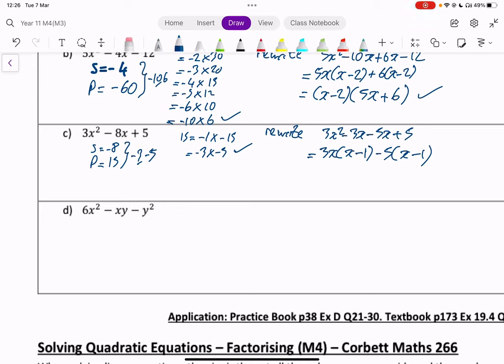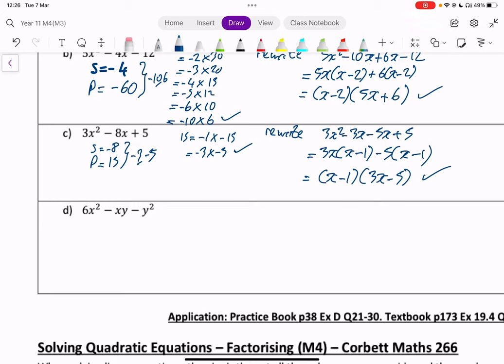Now, a lot of people make a mistake and pull out a plus 5, leaving you minus x plus 1. If you do that, you'll soon realize you've not got a common bracket, so you need to play around with it a wee bit. Then your last line, write it again, x minus 1 times 3x minus 5, and that's it.